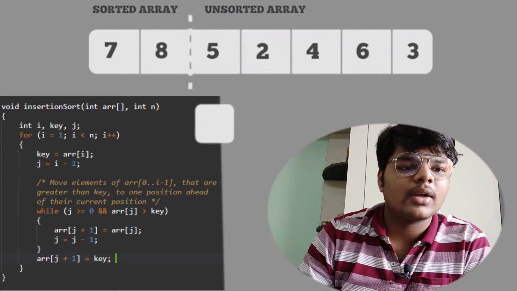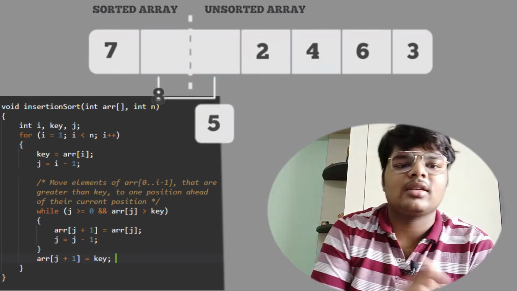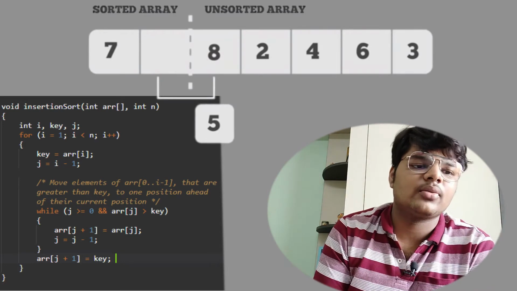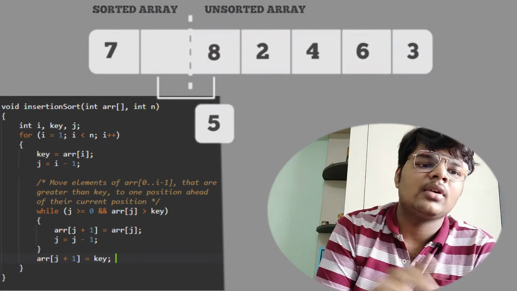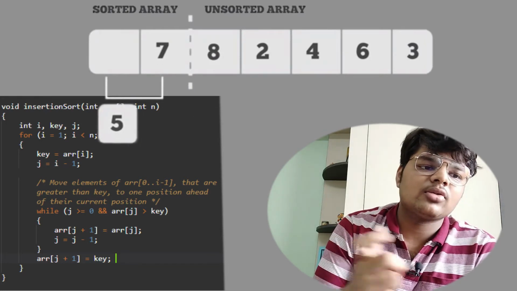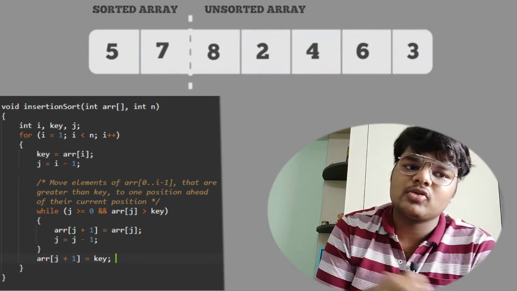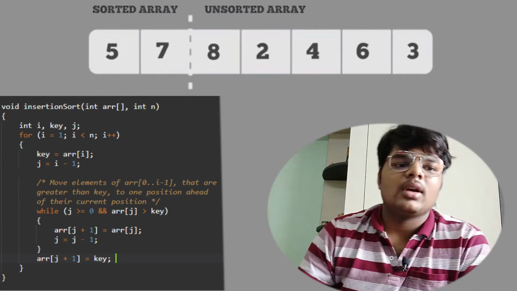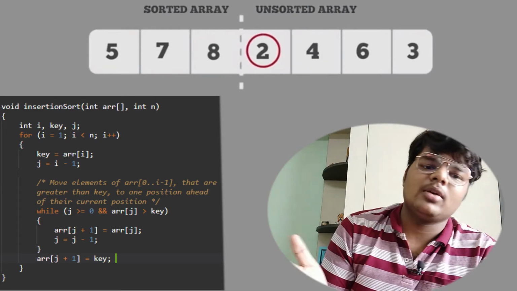Now compare 5 with 8, and as 8 is larger than 5, swap the elements, so 5 goes to the place of 8 and 8 goes to the place of 5. Now again compare 5 with 7, and as 5 is also smaller than 7, again swap the positions. So 5 goes to the leftmost position. Again advance the marker to the right by 1 unit.